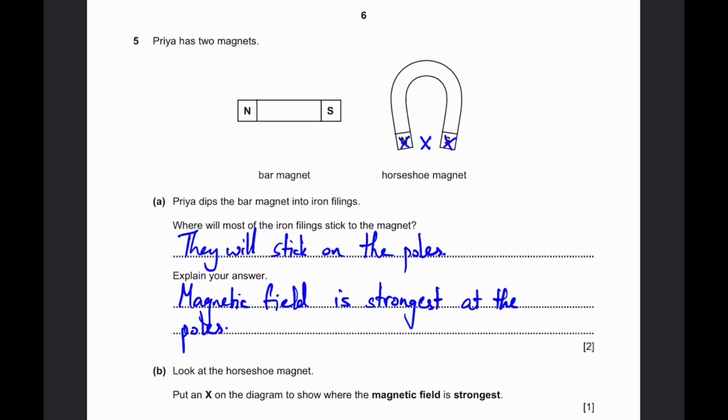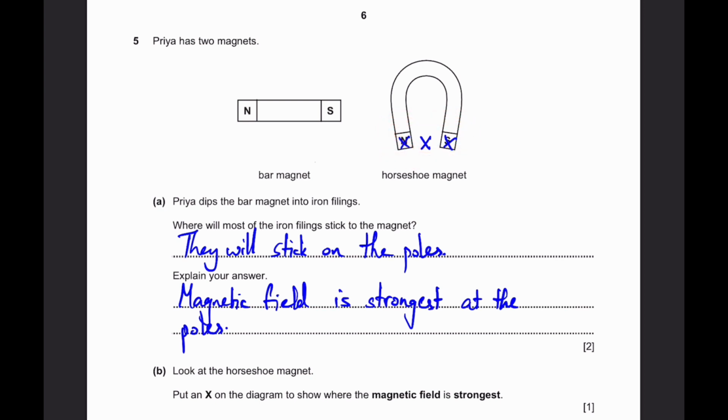Priya has two magnets, a bar magnet and a horseshoe magnet. A. Priya dips the bar magnet into iron filings. Where will most of the iron filings stick to the magnet? Answer is, of course, on the poles. And to explain the answer, the magnetic field is strongest at the poles, so most of them will stick here. B. Look at the horseshoe magnet.